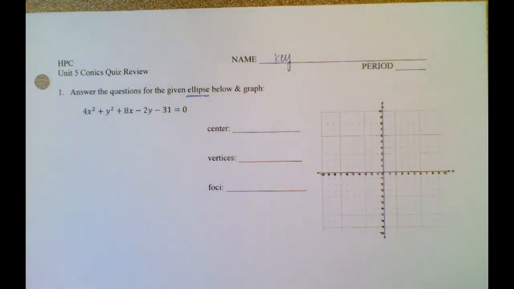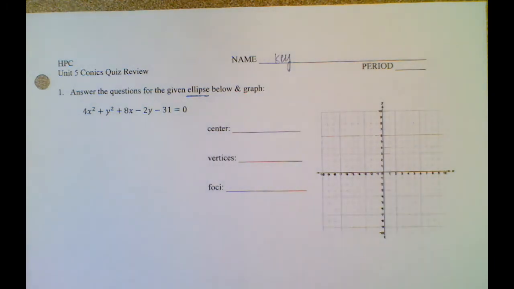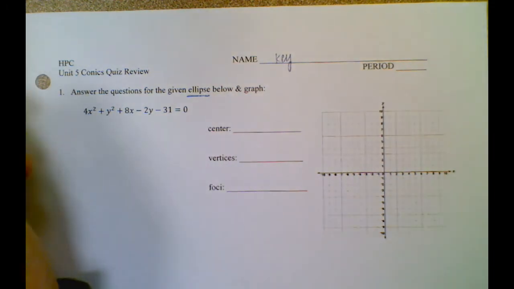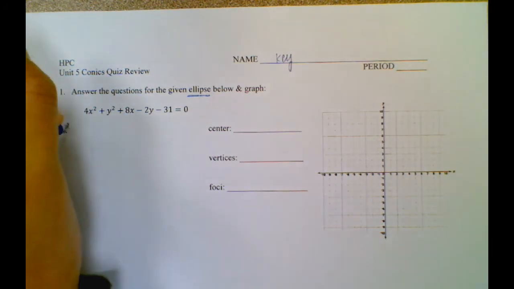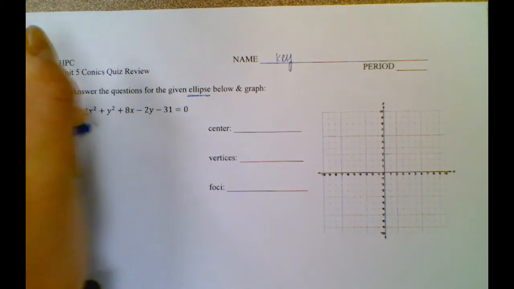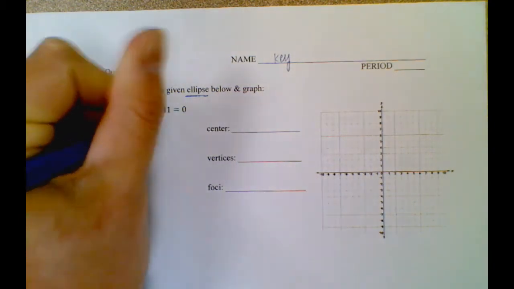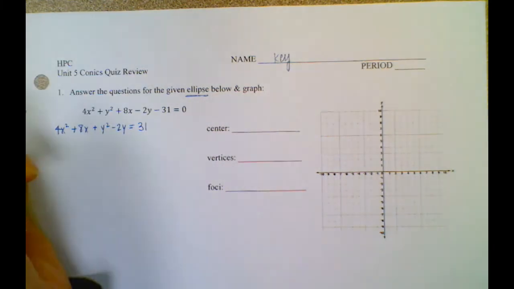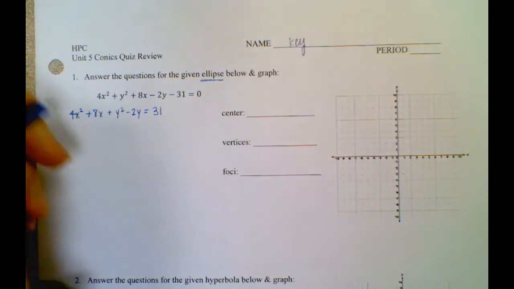So in order to write this in standard form so I can graph it and graph like the center, the vertices, the foci, and all that good stuff, I am going to put all the x terms together and all the y terms together. And I'm going to move that negative 31 over to the other side and put that constant over there, okay? Now I'm going to complete the square.